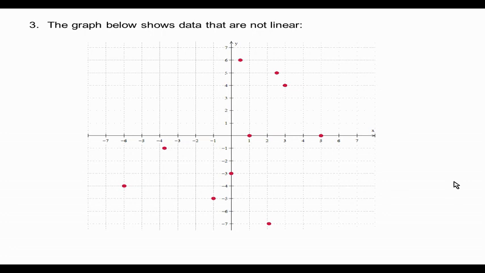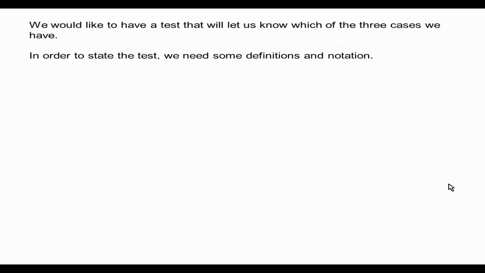Now again, just because the data are not linear doesn't mean we can't use a linear model. It's just that the linear model probably has nothing to do with the data. So we would like to have a test that will let us know which of the 3 cases we have. In order to state the test, we need some definitions. We'd like to be able to do the test just by applying it to the actual numerical values. We want to be able to bypass the idea of graphing them.